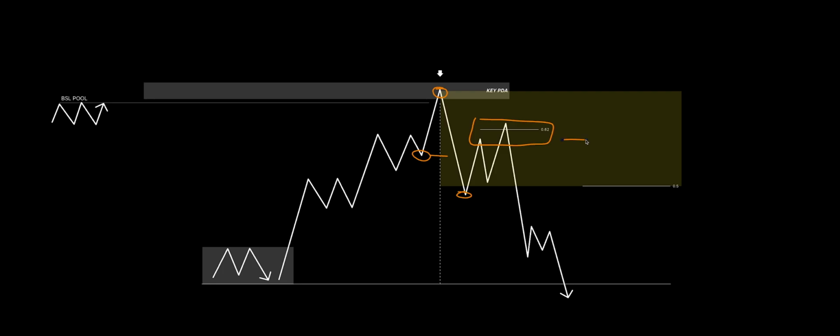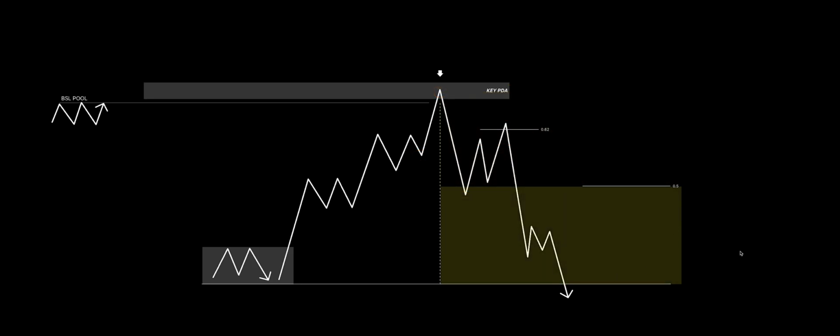This is when we want to focus on the premium side and premium type of PD arrays right here, because usually when price is in the first fractal or around the equilibrium point from the reversal towards the main draw on liquidity, this is where we usually get deeper pullbacks.